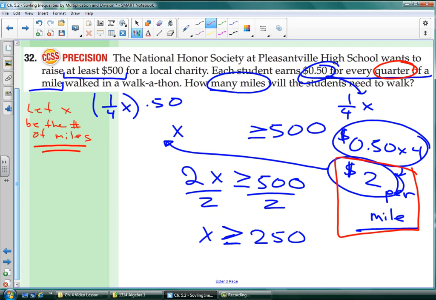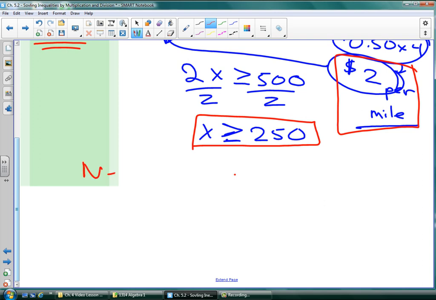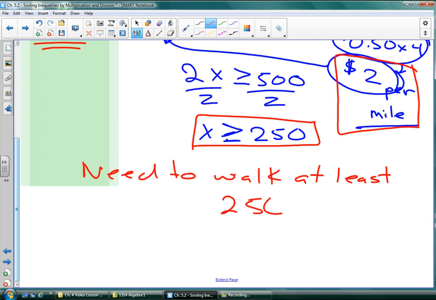So now I've basically said how many miles will the students need to walk? They need to walk a minimum. Okay, so they need to walk at least 250 miles. It sounds like a lot, but remember this is a charity and those miles add up.